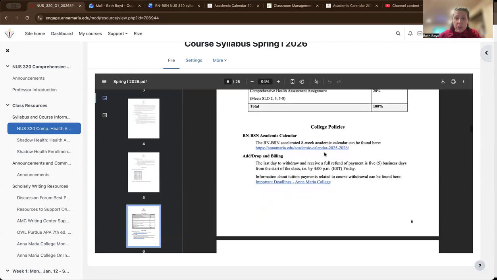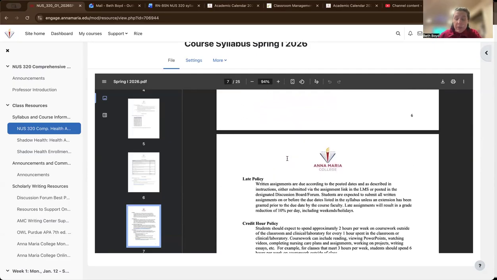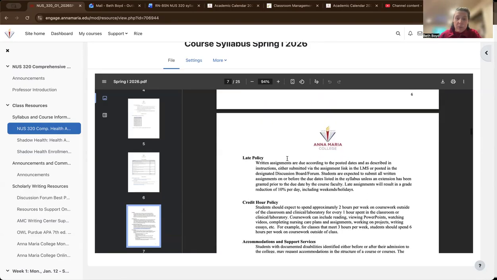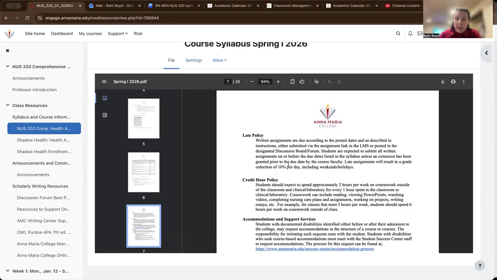Please make sure that you're looking over information about the add/drop period so that if you need to drop anything, you're doing it within the appropriate amount of time. Written assignments are due according to the dates posted, and that also includes the posting of your Shadow Health assignments. They're also going to fall into this. Late assignments are going to reduce your grade by 10% per day, including weekends and holidays.